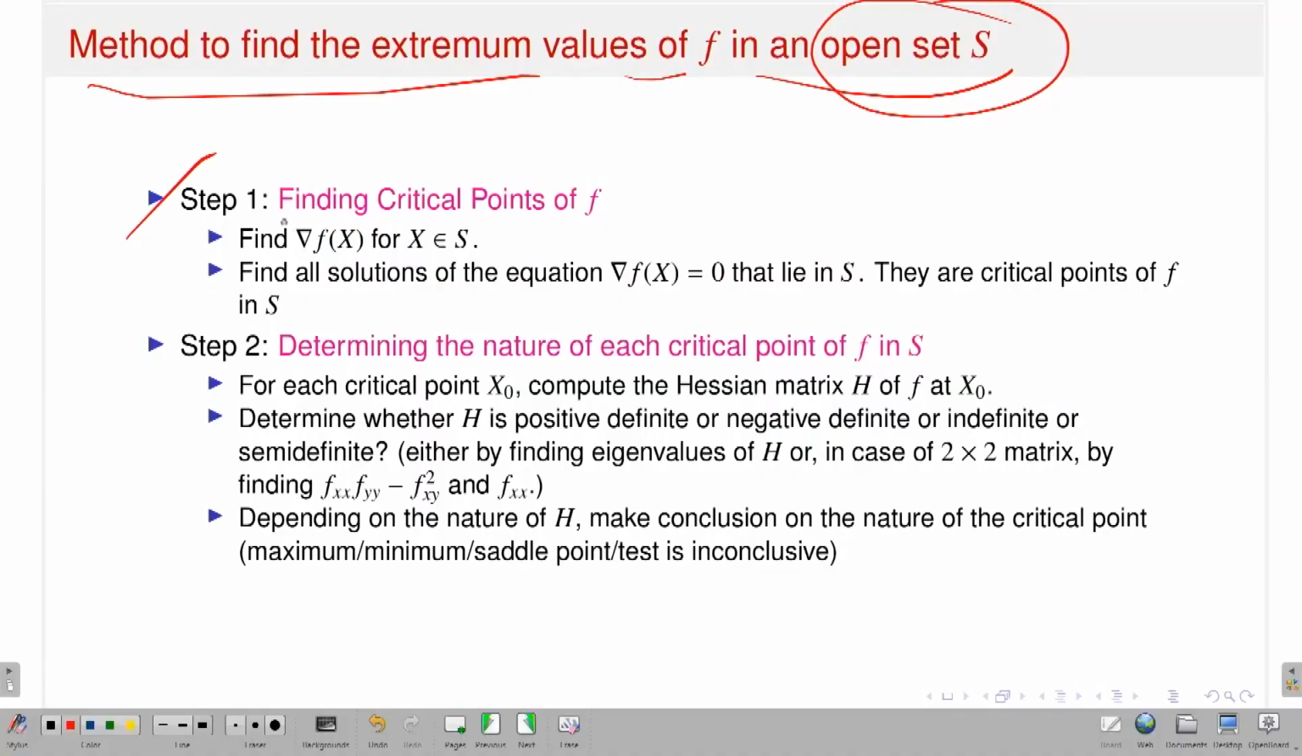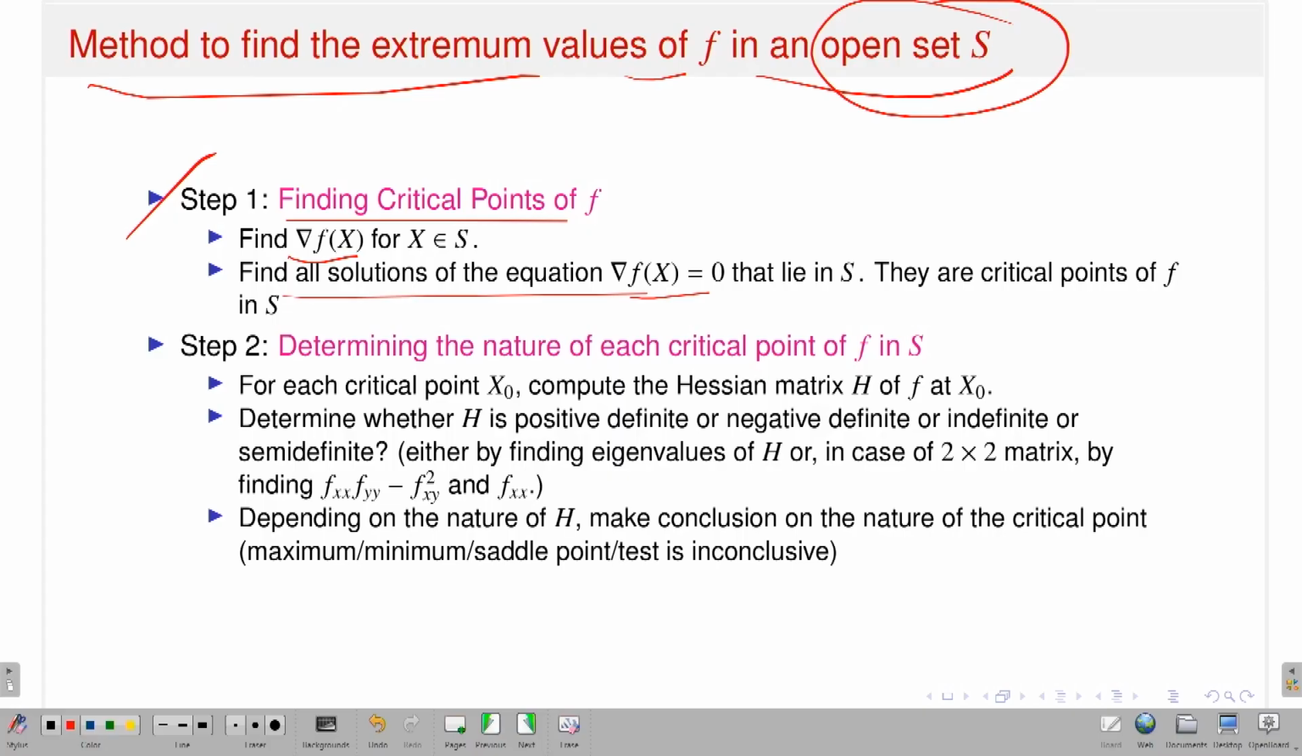So, I have written step 1, finding the critical points. What you have to do is first find the gradient vector of f at any point x. Then you solve grad of f at x 0 equal to 0, with x 0 lying in S; they are the critical points. So, you first have to find the critical points.